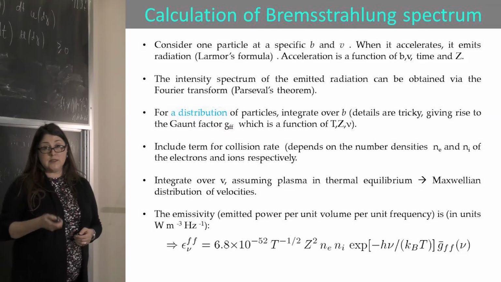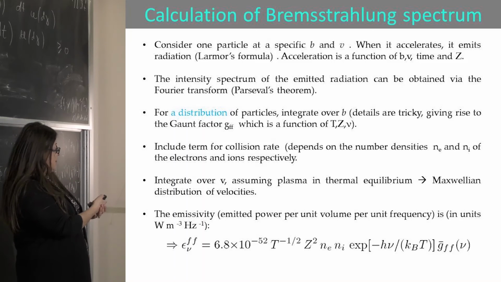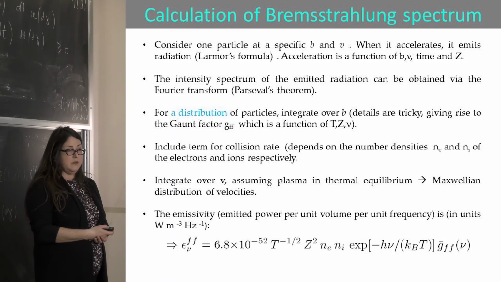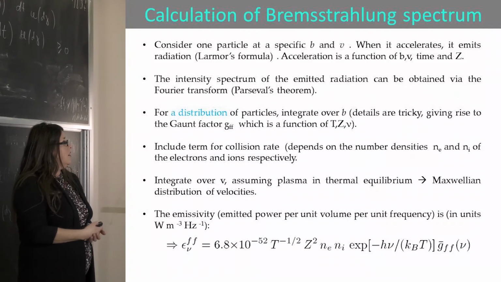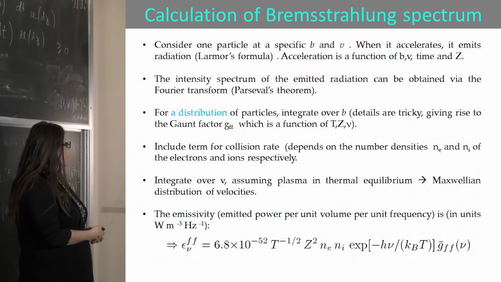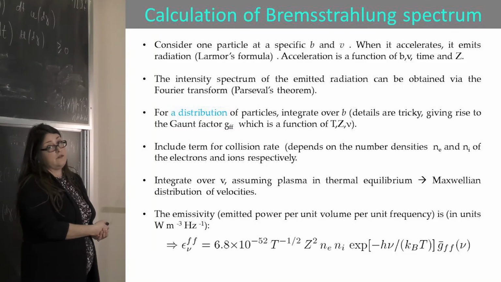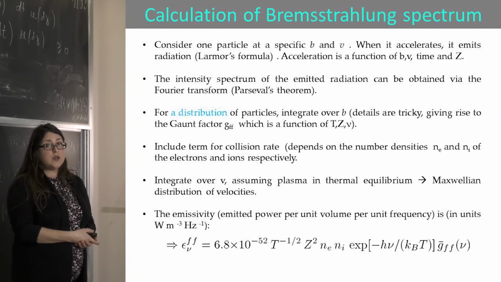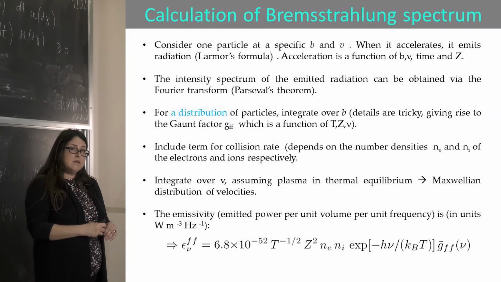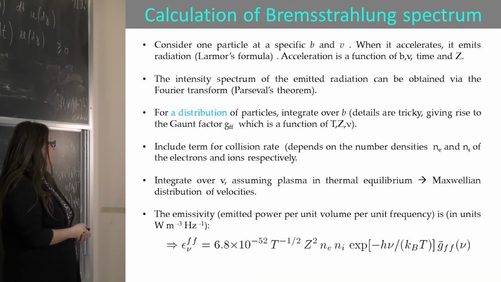This factor is the so-called Gaunt factor for free-free emission. The Gaunt factor is again a function of the temperature of the particle distribution, of the charge of the ions, and of the frequency of the spectrum. At the end, you will calculate the emissivity for Bremsstrahlung, so the power which is emitted per unit time, per unit frequency, by the unit volume of your plasma.